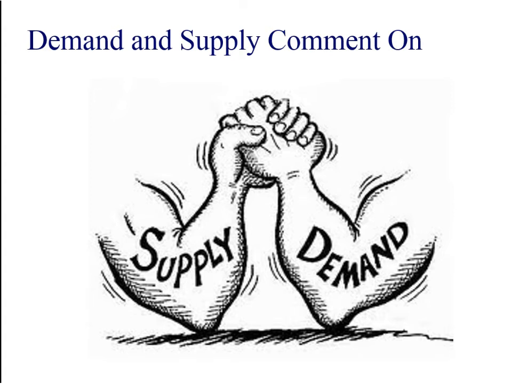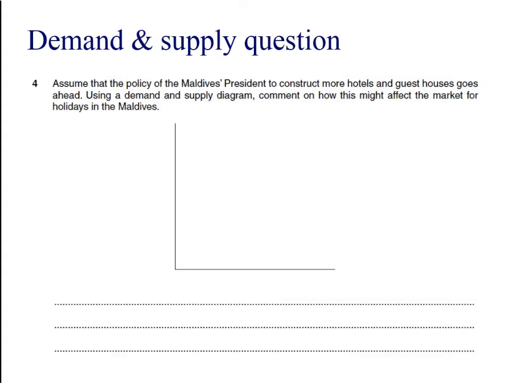So usually in the exam, you have two comment on questions. The first comment on question is probably going to be on elasticity. And the second comment on question is a good chance that it would be on a demand and supply diagram. Okay, so here we have a nice past paper question from January 2011.